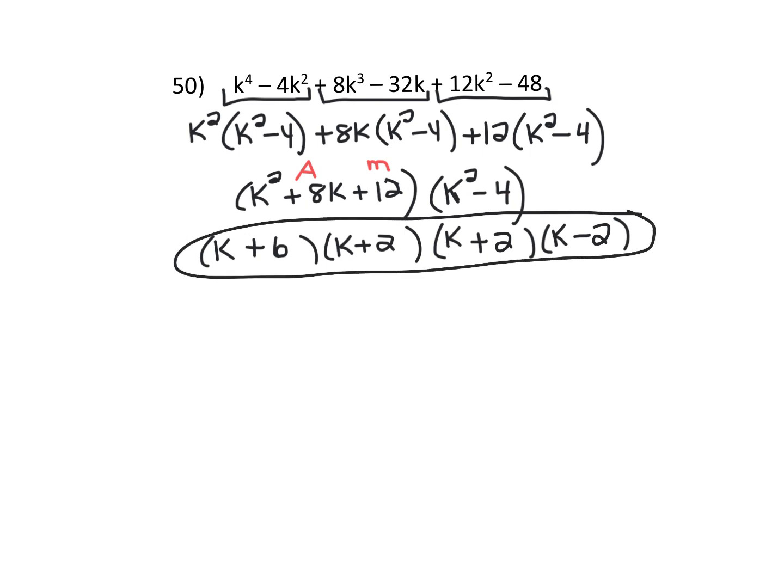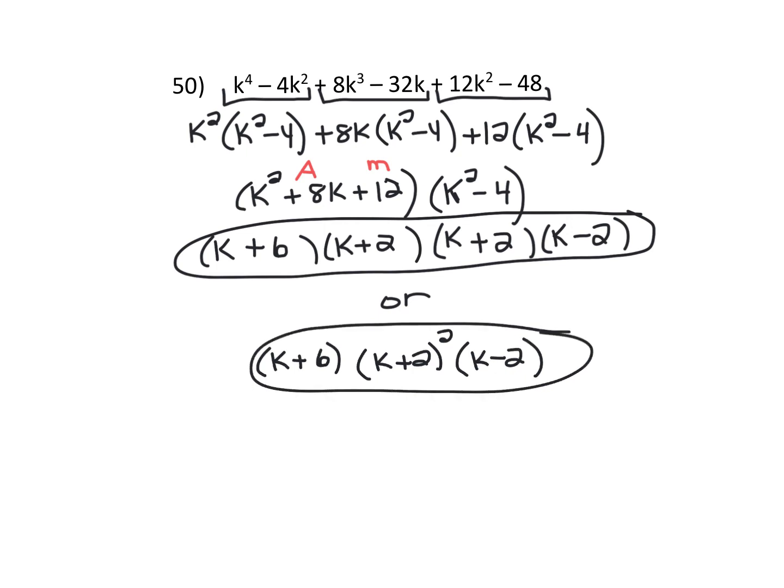And I just want to point out another way you could write this. Since we have 2 of the same factors, if you want to write it once and put a square on it, you can. So what I mean is, you could bring down the k plus 2, and you could put your factors in any order you want. Since we have 2 of the k plus 2's, we could write it once with a square on it, and then we can bring down the k minus 2. And that is another way to write our answer.